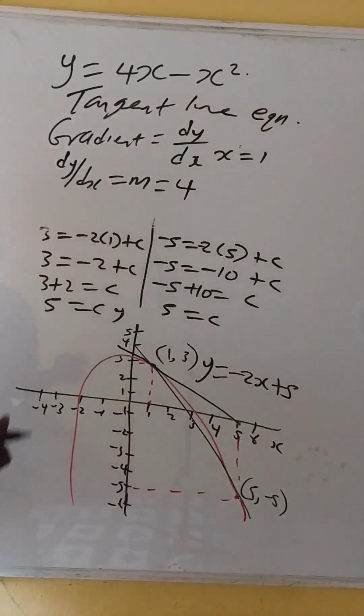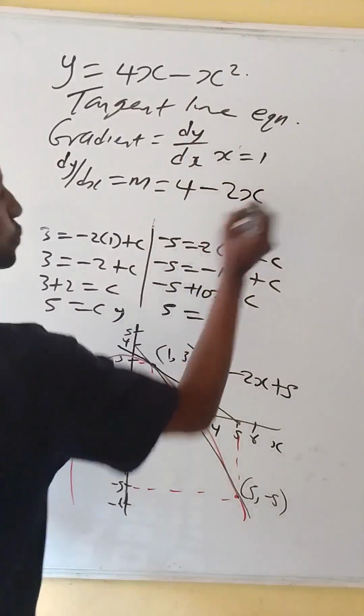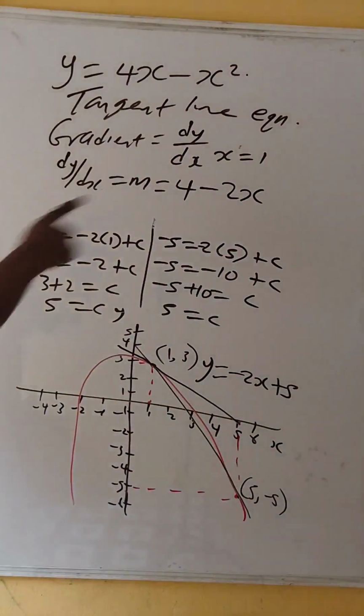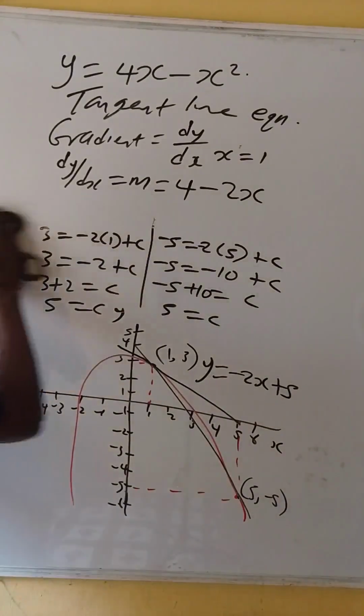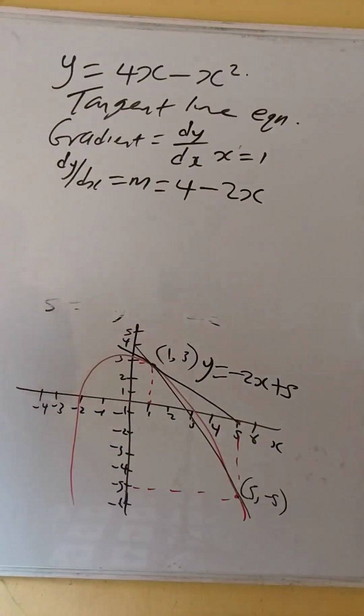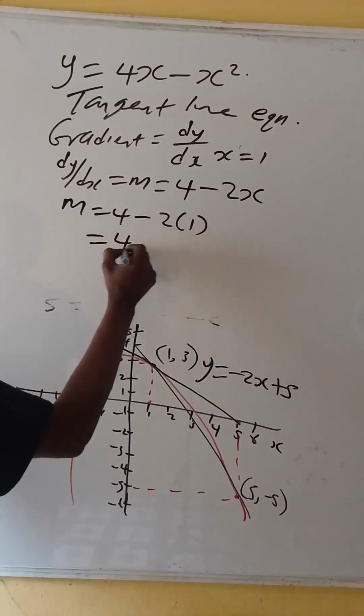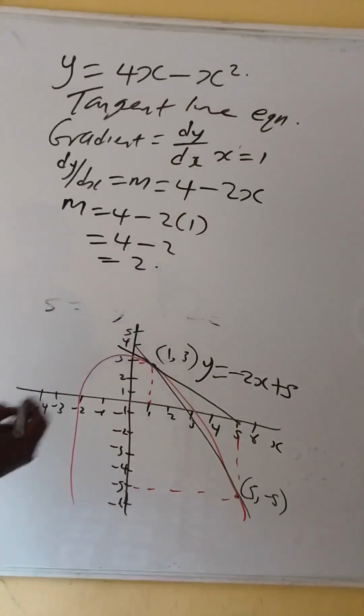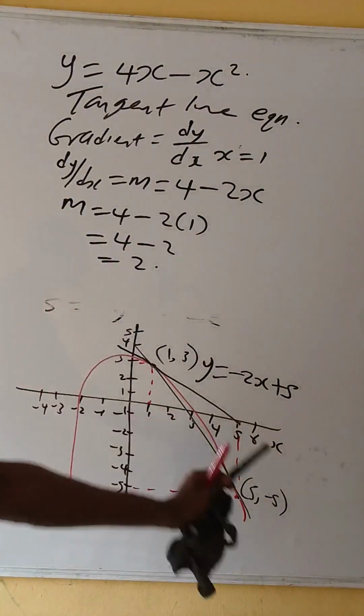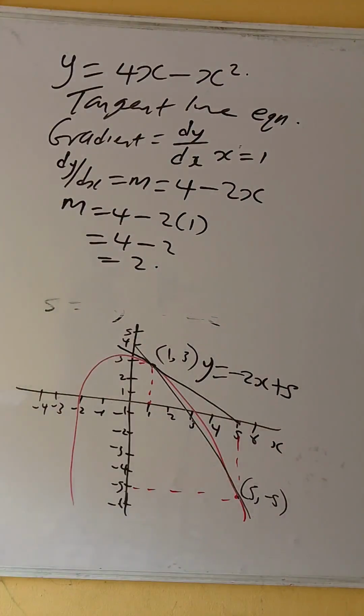You know how to differentiate. This will give us minus 2x, and it's at x equals 1. So our m becomes 4 minus 2 bracket 1, equals 4 minus 2. That will give us 2. So the gradient of this tangent is 2.